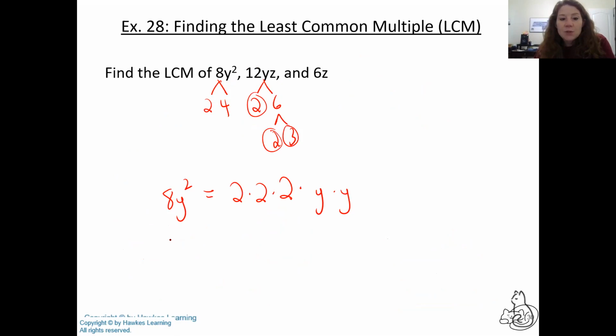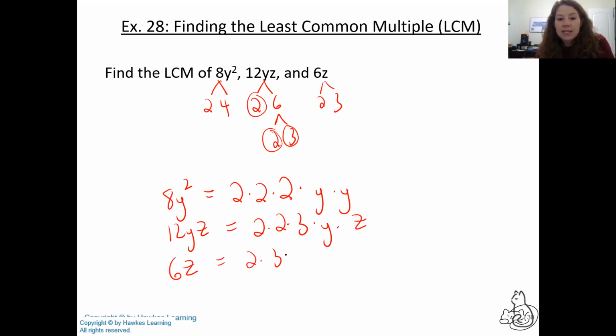So we have 12yz is equal to 2 times 2 times 3 times y times z. And then 6 is just 2 times 3. So 6z is 2 times 3 times z. All right, so we see a 2. The largest group is 3 2's, so it represents all 2's.